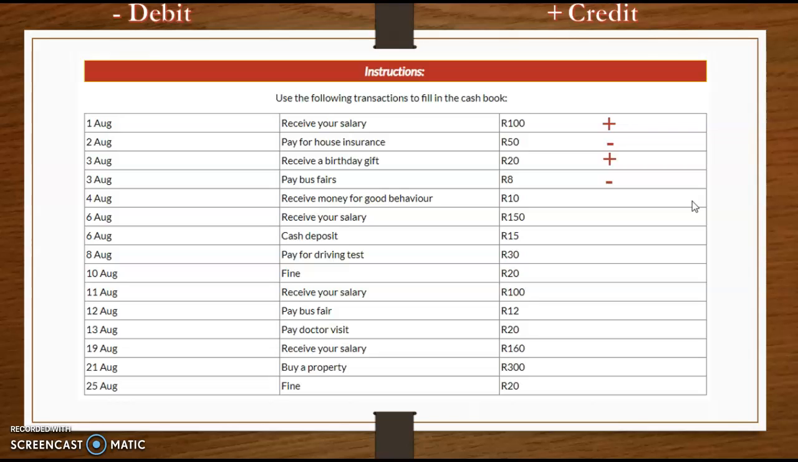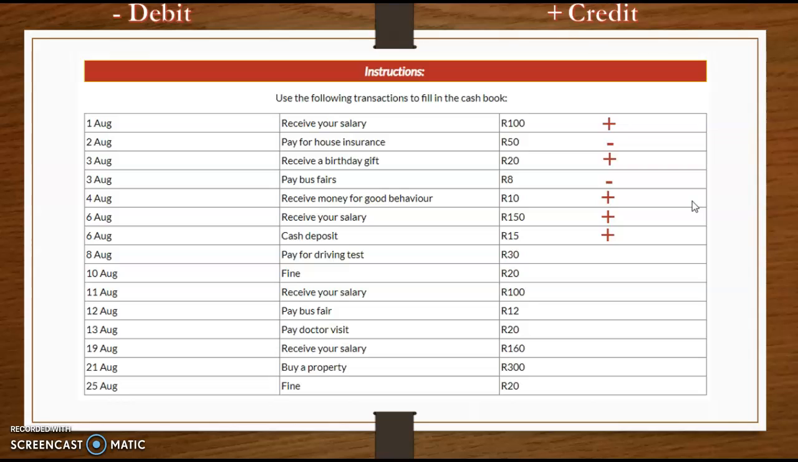The 4th of August, you received money for good behavior. The word that gives it away over there would be received, so it's going to be a credit. The 6th of August, you received your salary, another receive, which will be a credit. Another 6th of August, you got a cash deposit. Deposit will be a credit for 15 Rand.